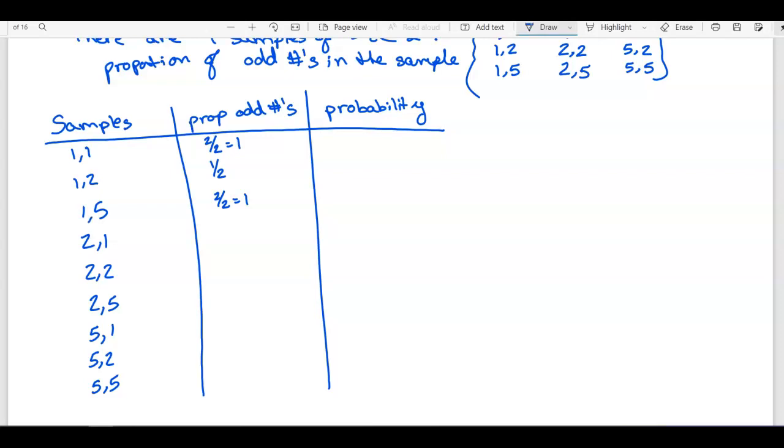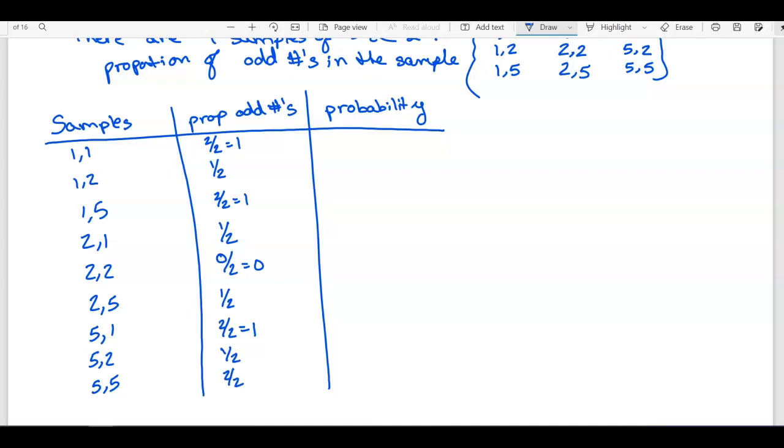The next sample, 2 then 1. Well, there's one number out of that sample that's odd. Here, we don't have any odds, so the proportion would be 0 out of 2, or just 0. Here, this sample has one odd number out of the 2. This one, they're both odd. In this one, there's one odd number out of the 2. And this one, they're both odd.